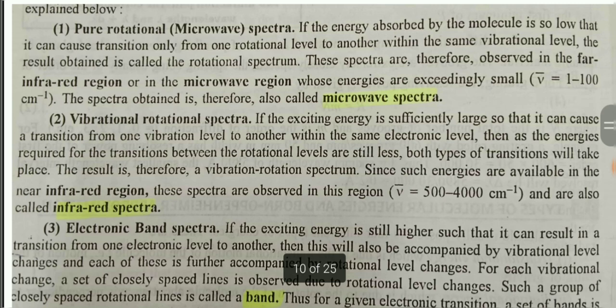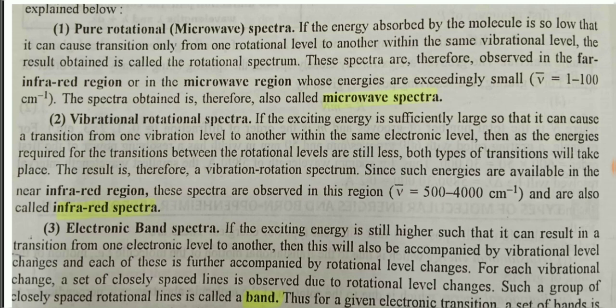If the energy absorbed by the molecule is so low that it can cause transition only from one rotational level to another within the same vibrational level, the result obtained is called the rotational spectrum. These spectra are therefore observed in the far infrared region or in the microwave region, whose energies are exceedingly small. The spectra obtained are therefore also called microwave spectra.